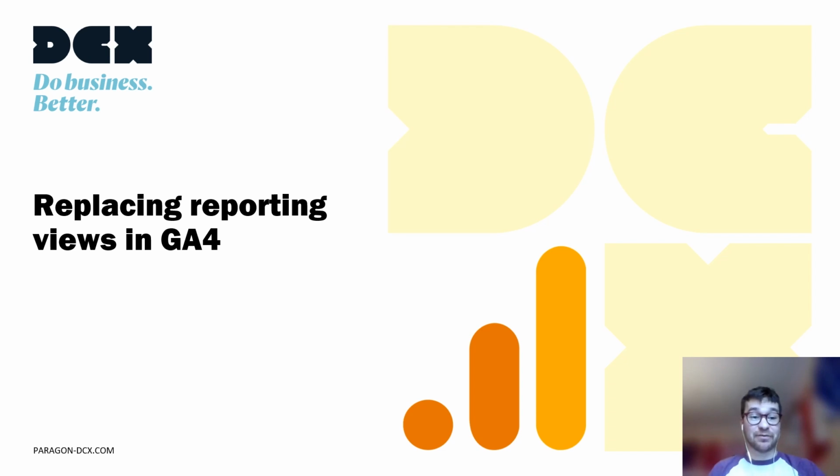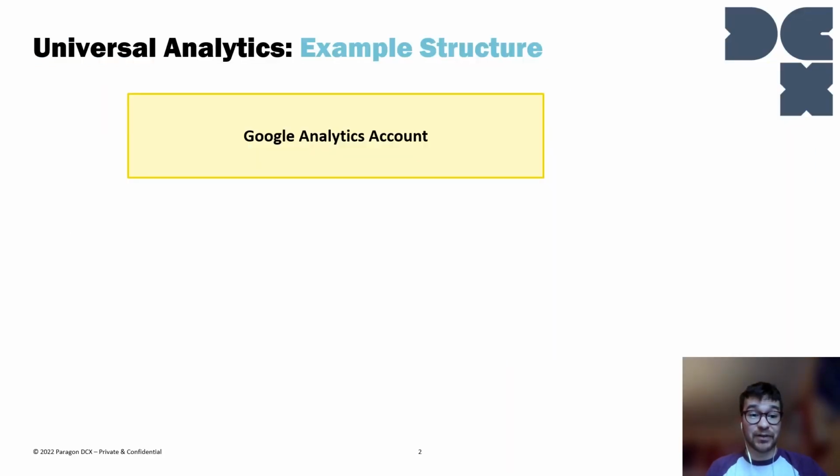And with the GA4 transition date fast approaching, it's important to be aware of one of the major changes to the reporting structure of Universal Analytics, that being the removal of reporting views. And this short video should help to give you an idea of what this new reporting structure will look like in GA4 and how you can utilize some of GA4's new features to help keep your analytics data clean, organized, and accurate.